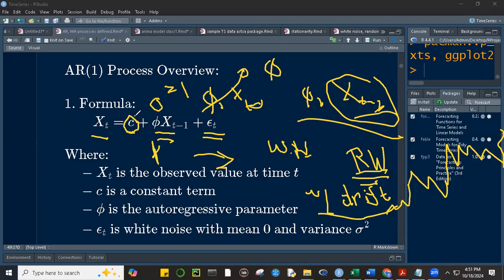If this was 0, class, if there's no constant, then x sub t is equal to, let's say, 1.5 times x sub t minus 1 plus a certain error term. Then that becomes a random walk, class, without drift. No drift if this is 0. Okay, so I hope that's clear, class. The AR process necessitates that your phi should be less than 1 in absolute value. That's it for now.